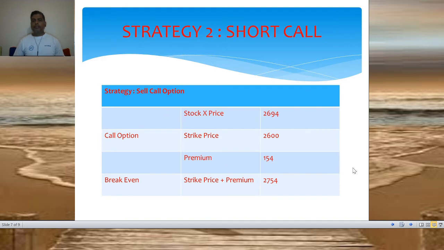Now, let us try to understand this with the help of this table. So the strategy name is sell call option, or we can also call it short call option. So if the spot price of stock X trades at 2694 and we sell the call option of strike price 2600 at a premium of 154, so break even would be strike price plus premium. That means it would be 2754.